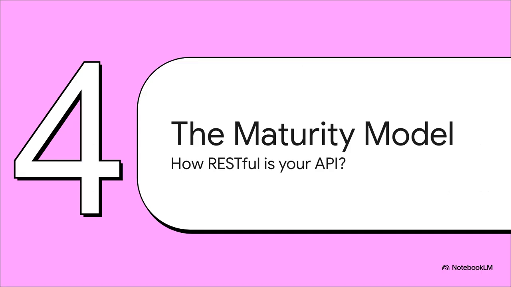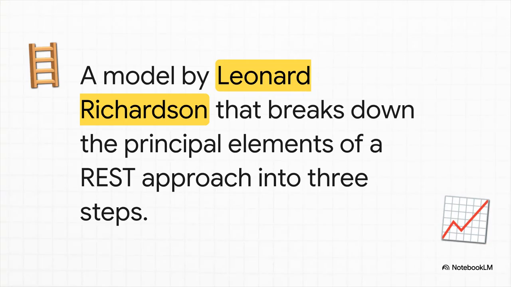Now, here's the thing. Not all APIs that call themselves REST are created equal. The Richardson maturity model gives us a framework to measure just how closely an API actually follows the principles of REST. Think of it like a ladder, where each step gets you closer to the full power of REST. So let's quickly walk through its 4 levels, starting right at the bottom, level 0.